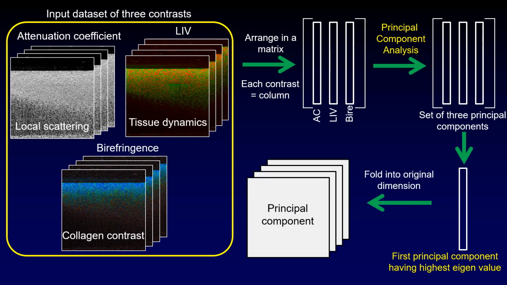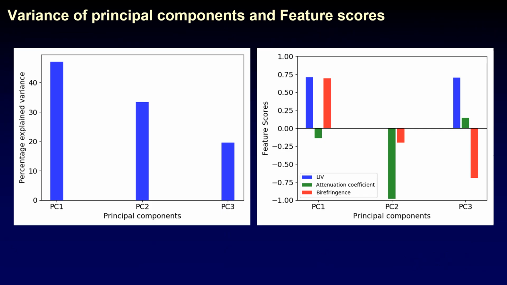By folding the first principal component back to the original position of the pixel, we can determine the synthesized tissue contrast which has the highest variance among all the input features. For demonstration, the method as described previously is applied to the volumetric data of healthy mouse liver. As expected, the first principal component shows the highest variance, almost 50%, while the variance is lower and lowest in the second and third principal components respectively. The first two principal components represent almost 80% of the input data.